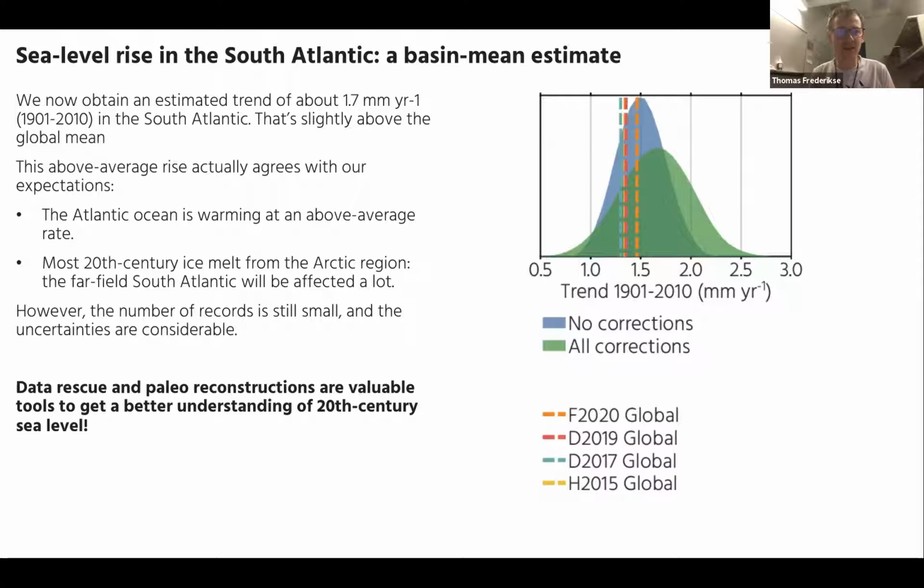But it actually makes sense, because we know that the Atlantic Ocean is warming at an above average rate. So there's more heat accumulating in the Atlantic Ocean, which is not fully offset by salinity. And because the South Atlantic is far away from most glaciers and ice sheets that have driven sea level rise of the 20th century, we also expect an above average sea level rise here. So you can see that this number does make sense, right? We measure a slightly above global sea level rise here, and that also matches with the processes that we expect.